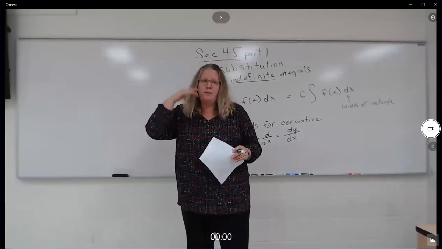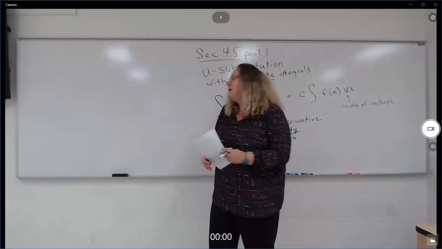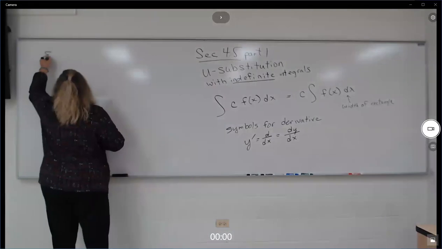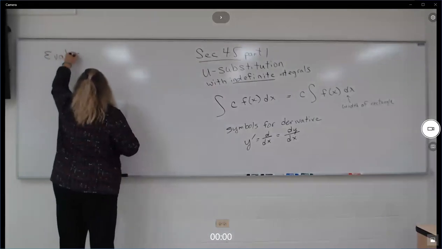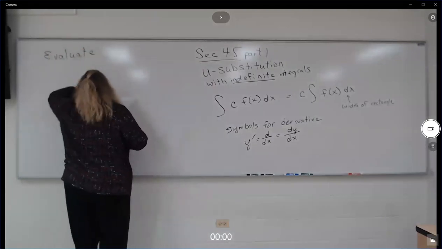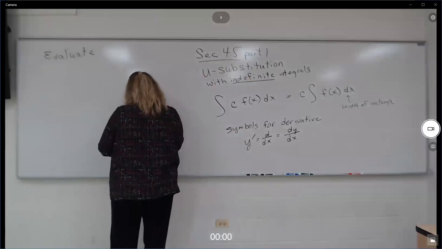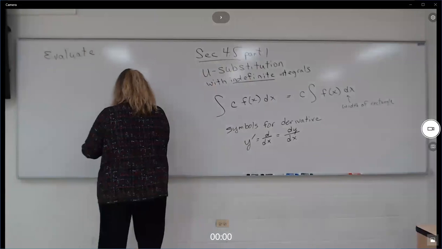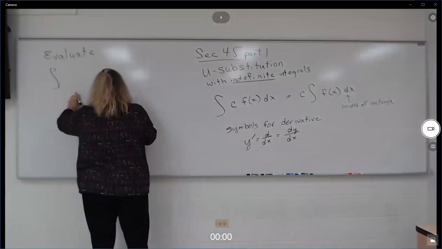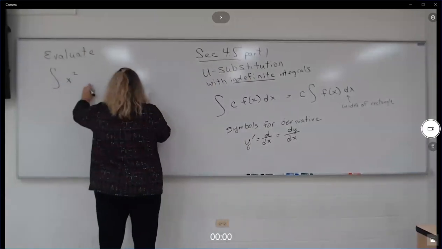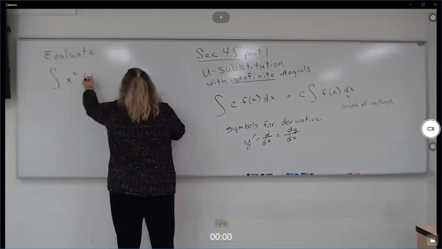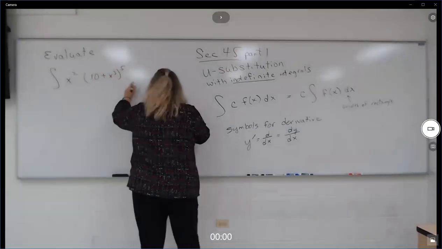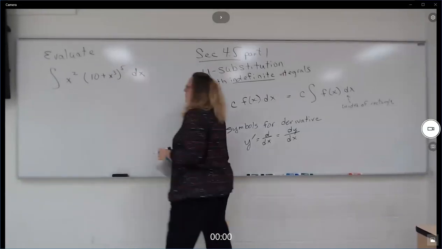That's the only thing we have to learn, this U substitution. It isn't the greatest thing to write down, so we'll just go through the process. So evaluate. Didn't even put evaluate, we could do evaluate the integral. Let's start with this one. Here we go. The integral of x squared times 10 plus x to the third, all to the fifth power, dx.